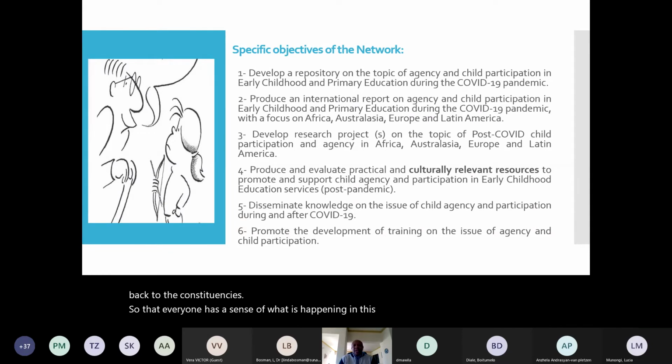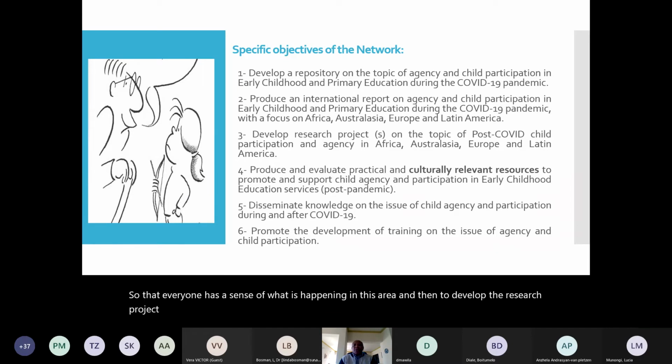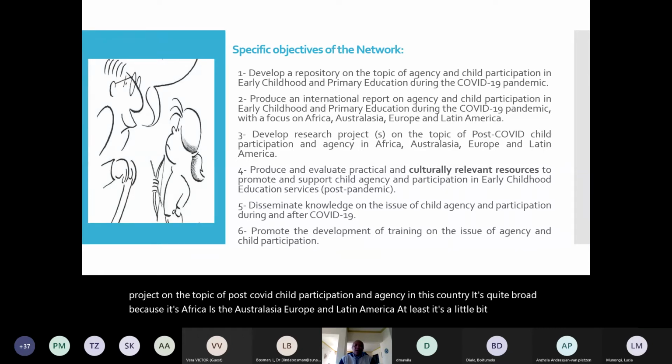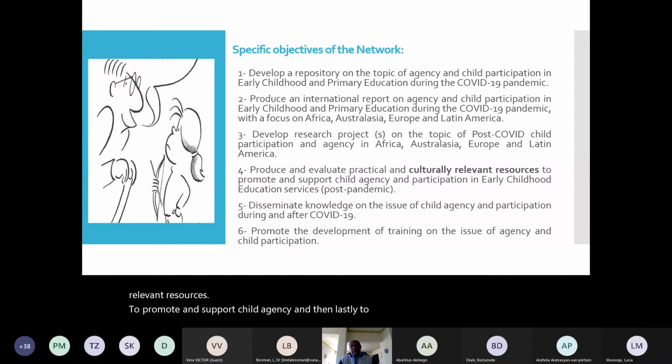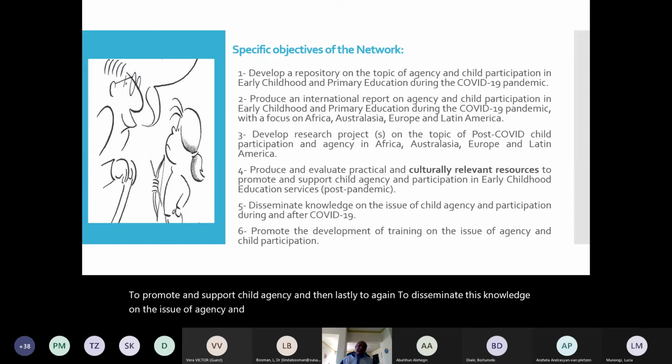Then, to develop the research project on the topic of post-COVID child participation and agency in these countries. It's quite broad because it covers Africa, Australasia, Europe, and Latin America. At least it's a little bit more representative. And also to produce and evaluate practical and, as I said, culturally relevant resources to promote and support child agency. And then lastly, to disseminate this knowledge on the issue of agency and participation, and to promote the development of training on these issues.